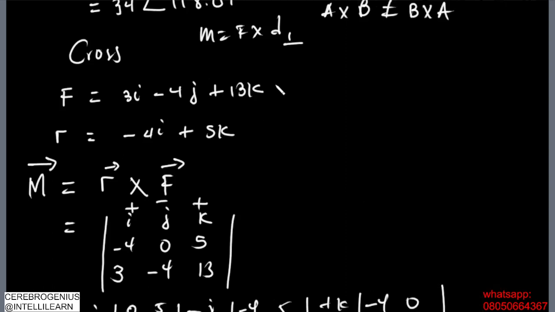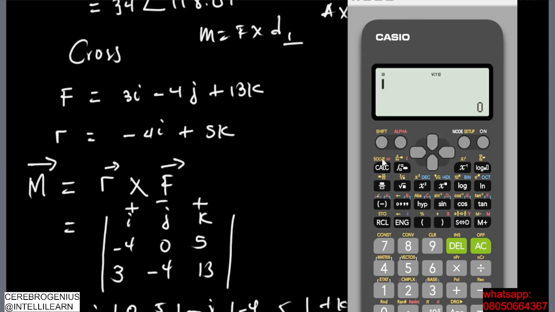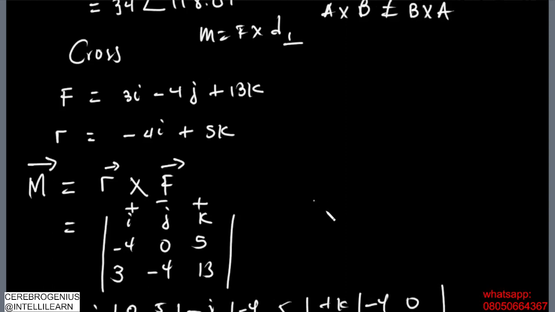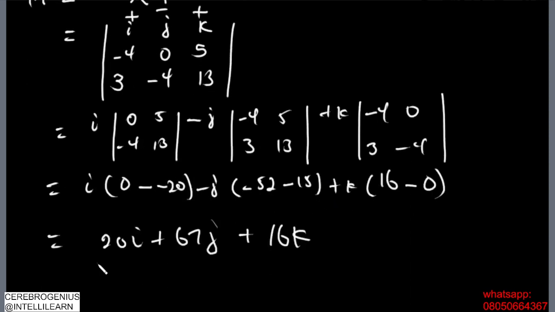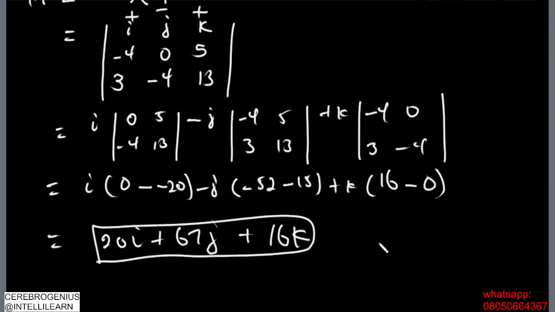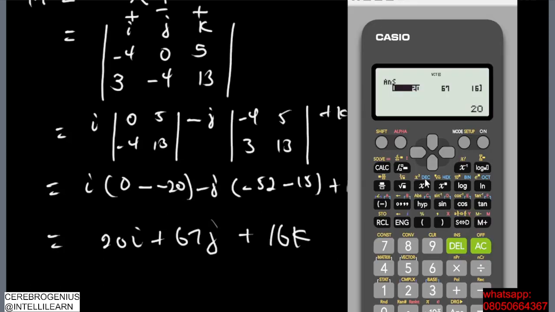Now don't forget that vector A is F, vector B is what? R. Now you want to do R cross F, so that would be B cross A. So you press shift vector, that's number 5. You want to use vector B, that's 4. Then cross, shift vector, then you want to use vector A, that's 3. So equal to, so look at this, 20I plus 67J plus 16K. Is that correct? Look at that, 20I plus 67J plus 16K. So we have exactly the same answer.